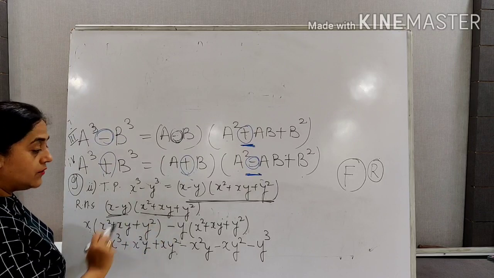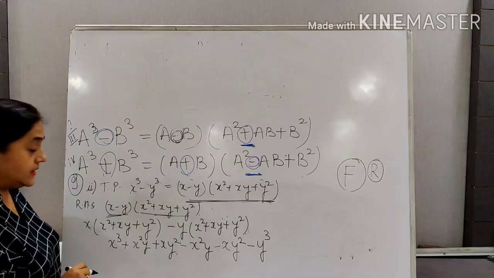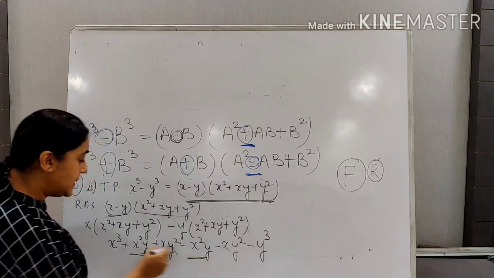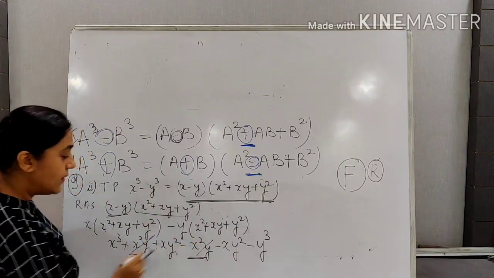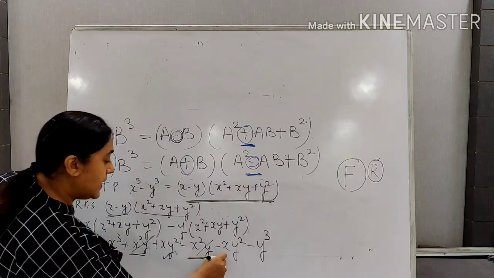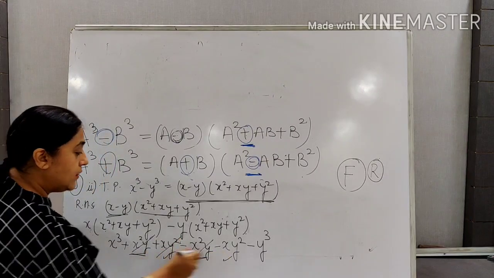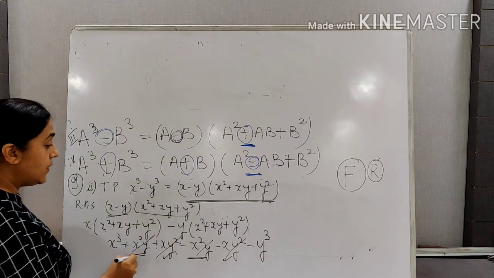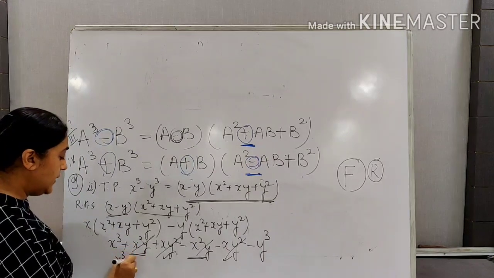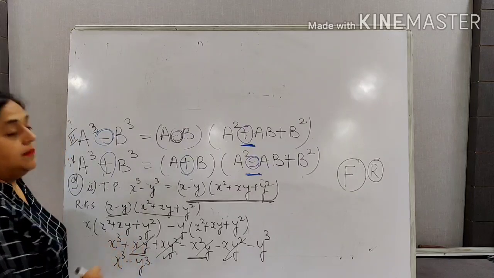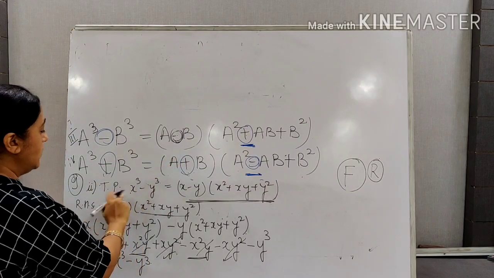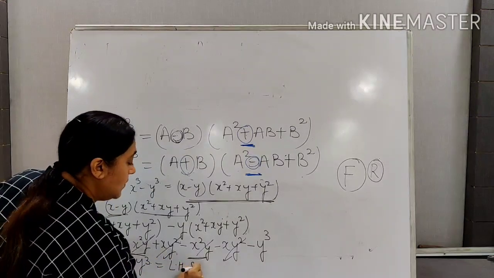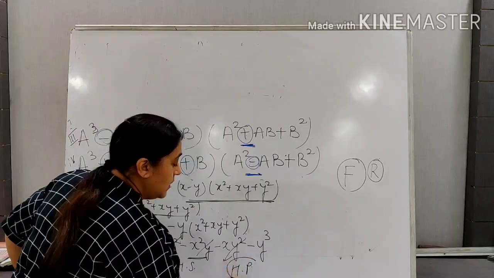Now you have to cancel off or add up the like terms. Let us talk about x square y, and here it is also minus x square y. So it gets cancelled off. Similarly, xy square and minus xy square, they are the like terms with opposite signs, so they get cancelled off. So what is left with you? It is x cube minus y cube, and this is what you had to do. So this is equal to LHS. So our question is proved.